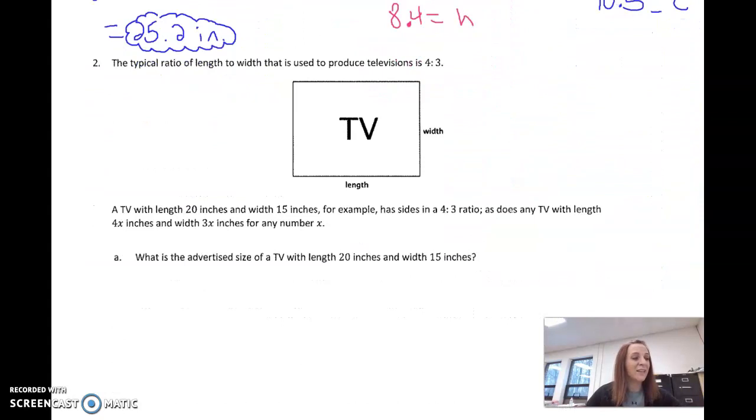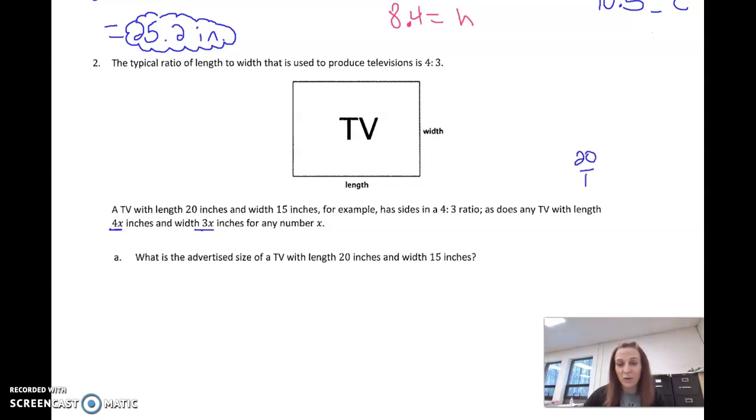A typical ratio of length to width in a TV that is used to produce televisions is 4:3. Okay, so whatever, the length is 4 times and the width is 3 times whatever that certain number is. It says a TV with length 20 inches and width 15 inches, for example, has sides in a 4:3 ratio, as does any TV with length 4x and width 3x. Okay, I'm going to show you that just real quick here.